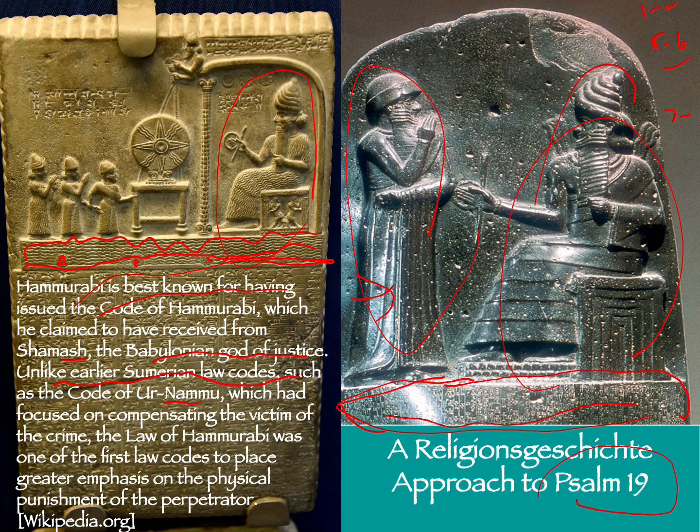So we have the hymn of the sun here in Psalm 19, talking about the sun going forth from his bridal chamber, rejoicing like a strong man to run a race, and so on. But we've got to remember, this is the sun god Shamash here, and he's giving a law code.